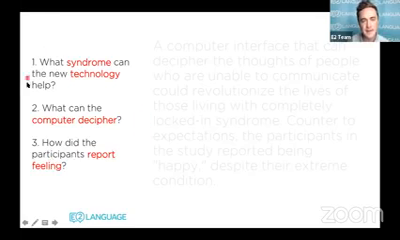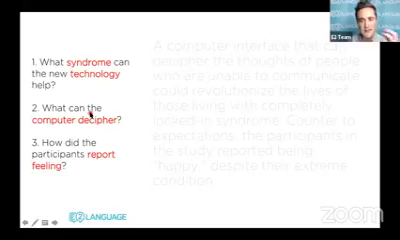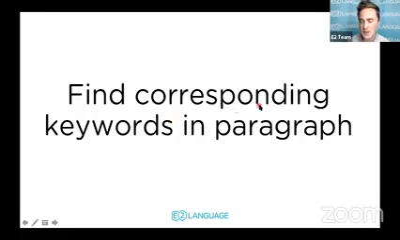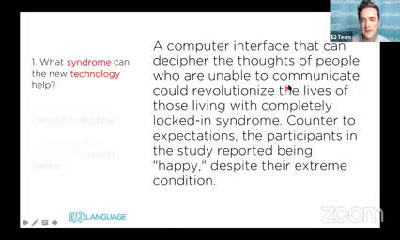So the keywords in question one are going to be words like syndrome. Why? Because it's an unusual noun, right? And technology, because it's a distinctive noun. And number two, computer and decipher. Well, this is an interesting verb. It's meaningful. And what about number three? Well, report feeling. Feeling is going to be the keyword there. So now we need to find the corresponding keywords in the paragraph and answer the question. Let's do that.